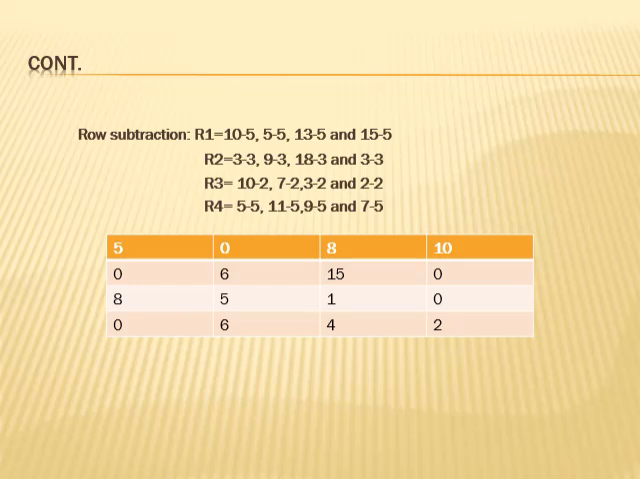Now, referring to the given matrix, the costs inserted in the first row are 10, 5, 13 and 15. The least cost in this row is 5.